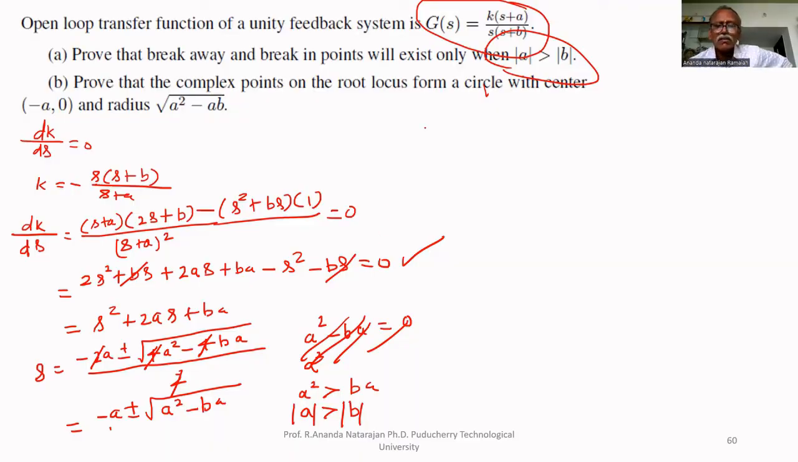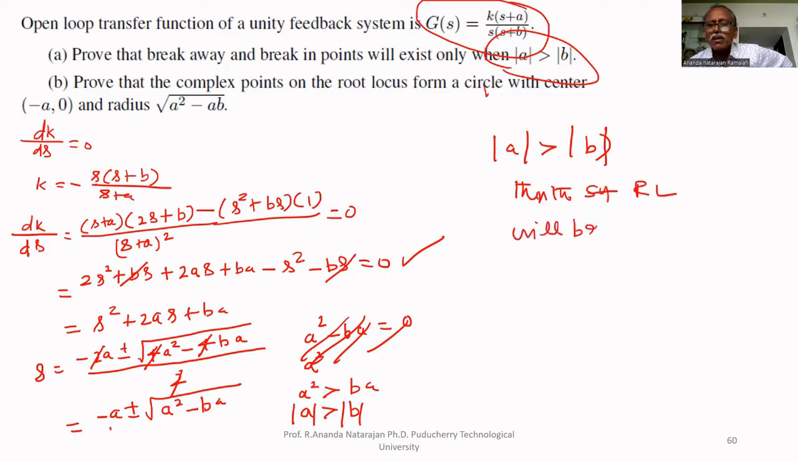In other words, when modulus of A is greater than modulus of B, then the root locus will have breakaway and break-in points. So based on this, we can see some sums.